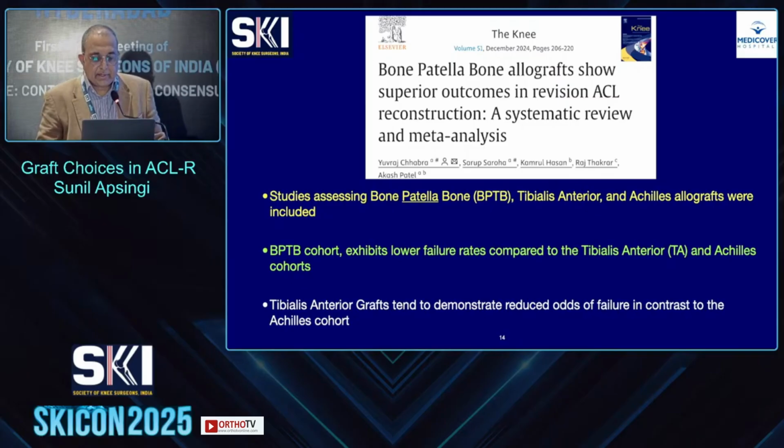In this study, they have studied only the allografts, that is the bone patellar tendon allograft versus the tibialis anterior and Achilles tendon allografts. Now, we are getting more and more allografts available in India, so it's very important for us to know. They found that the bone patellar tendon bone cohorts exhibited the lowest failure rates when compared to both tibialis anterior and Achilles cohorts. The tibialis anterior group performed better than the Achilles cohort. And more worryingly, they found that infection rate was higher in Achilles tendon allograft patients.